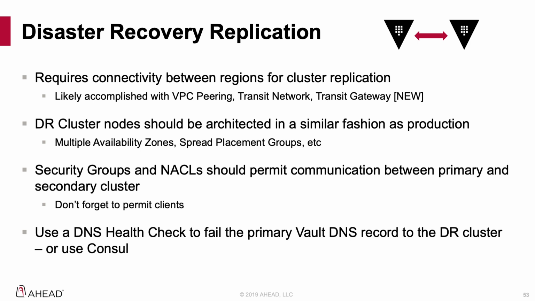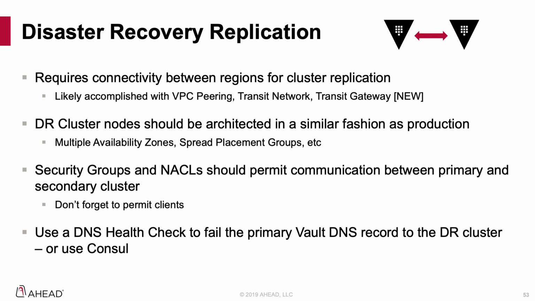The DR nodes should be architected in a similar fashion as production. So we want to make sure we're using things like multiple availability zones for our DR cluster. We want to use spread placement groups if you have multiple nodes within the same AZ. From a VMware perspective, those would be anti-affinity rules to ensure that no two nodes are running on the same underlying physical hardware. That way, if that hardware goes down, we hopefully only affect one node and not multiple nodes within the cluster.